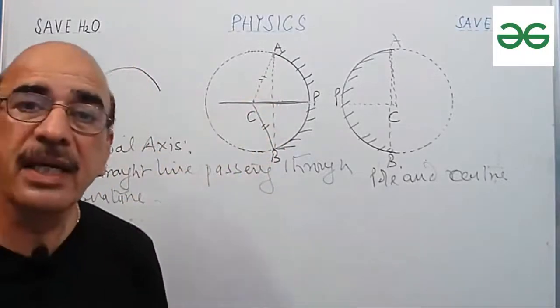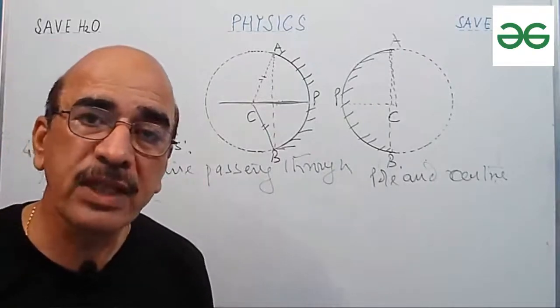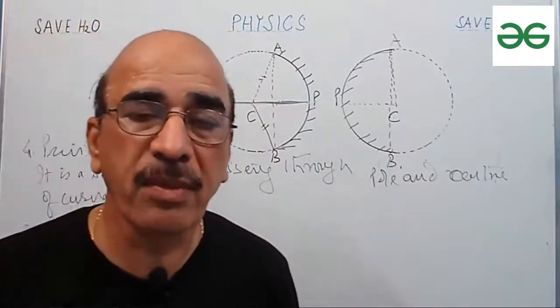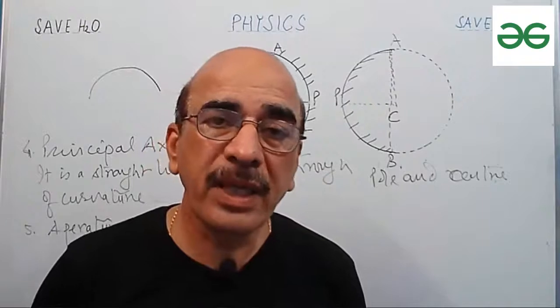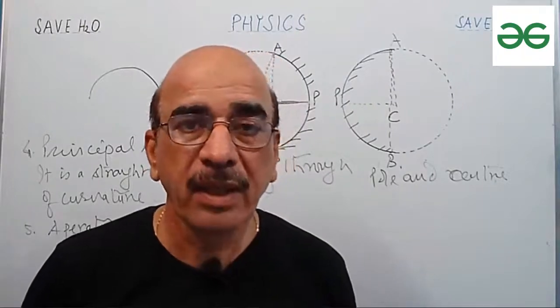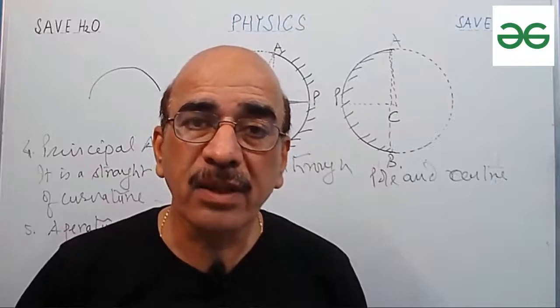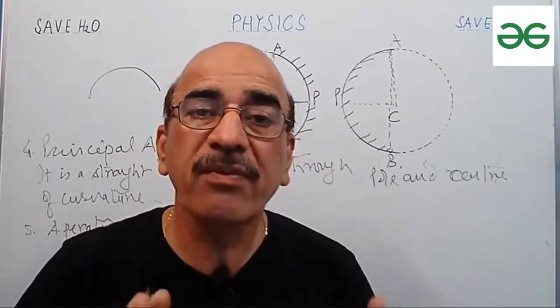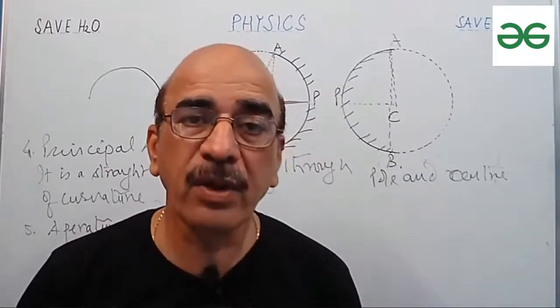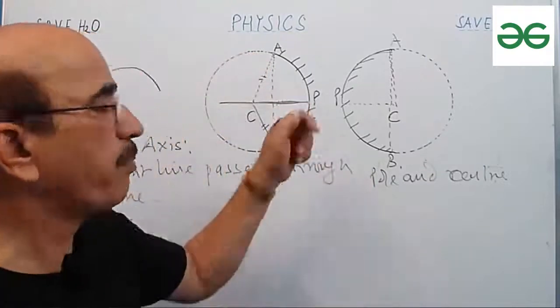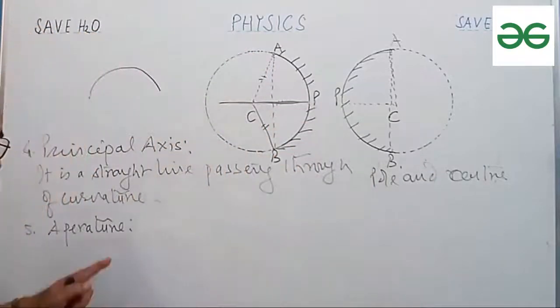Aperture क्या? It is the diameter of the convex mirror or concave mirror, or it is the diameter of the spherical mirror, or we can say that it is the reflecting surface. Okay, the part of the mirror which is reflecting the light falling on it. So it is called aperture. So just write down aperture.